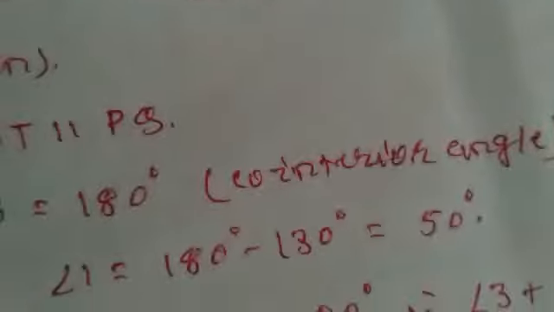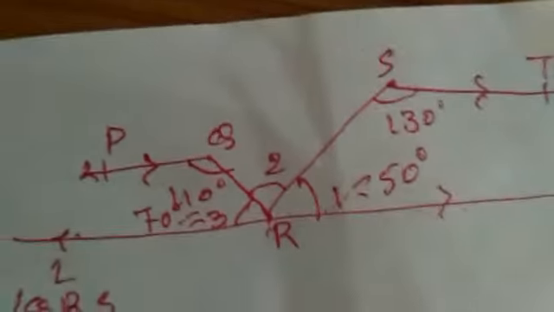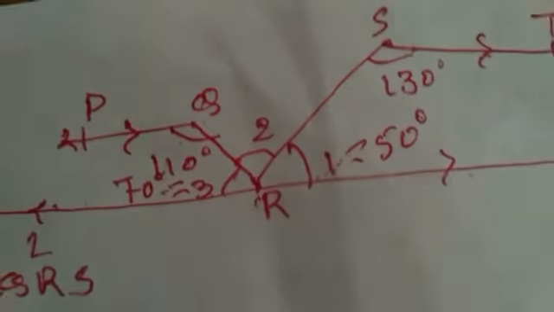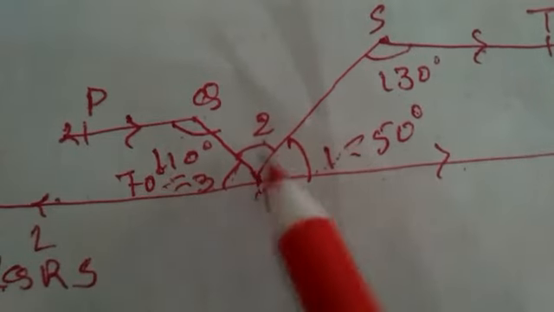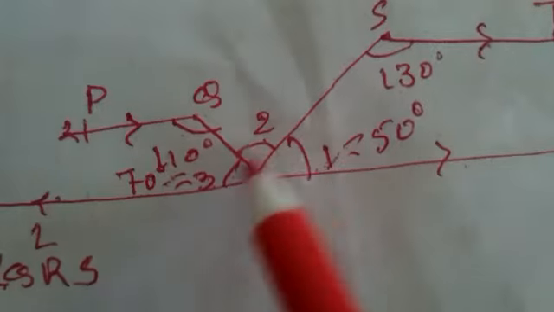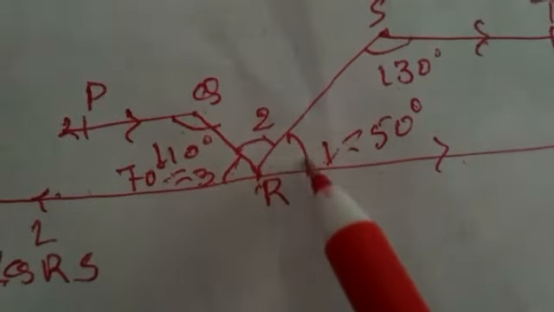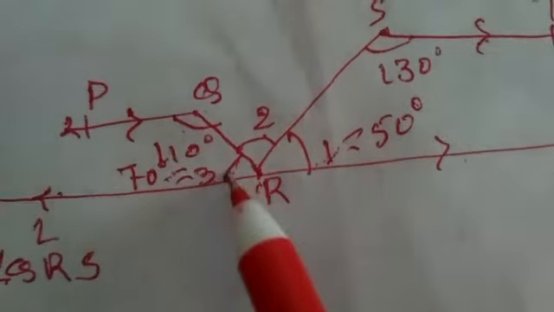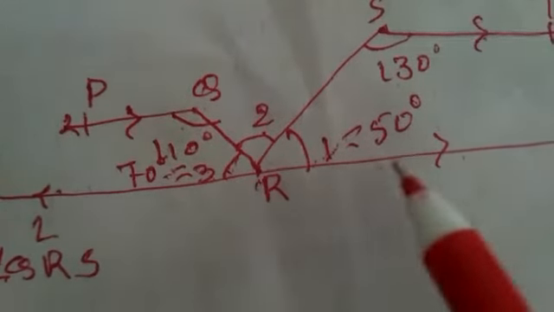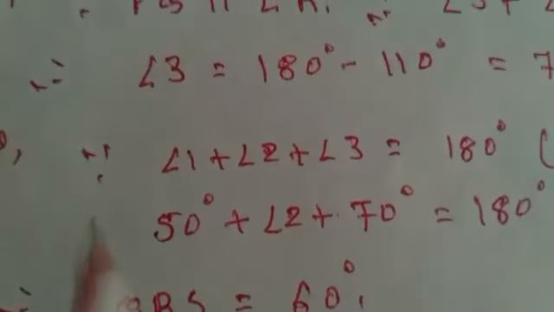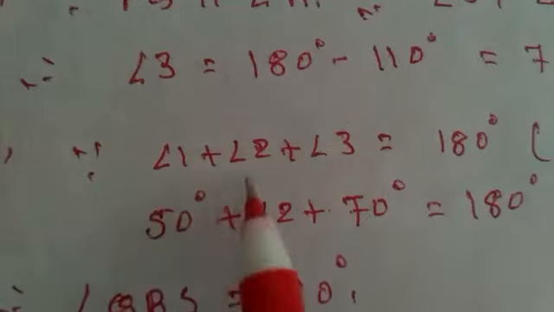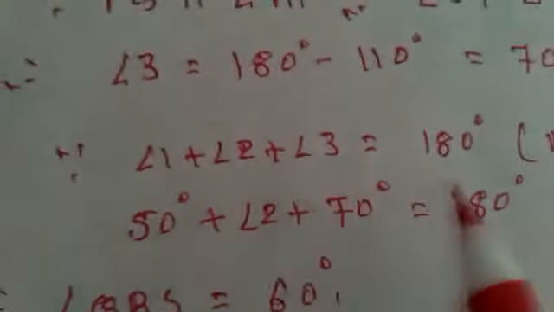Now as you can see, on the straight line LM there are three angles being formed: angle 3, angle 2 and angle 1. So the sum of these three angles, 1 plus 2 plus 3, will be 180 degrees, because it is a straight line. So we conclude here that angle 1 plus angle 2 plus angle 3 equals 180 degrees, which is angles on a straight line.